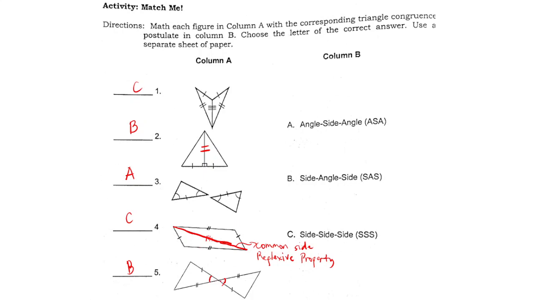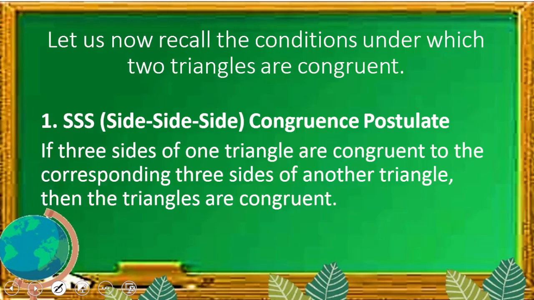What do we call this included angle? What do we call that? Yes, Irene. Okay, vertical angles. And vertical angles are congruent. Even if they have no identical markings, as long as they are vertical angles, those angles are automatically congruent. Okay, so let us now recall the conditions under which 2 triangles are congruent.